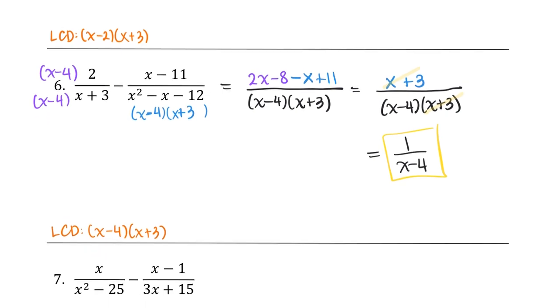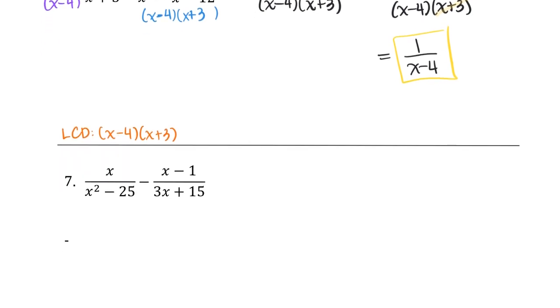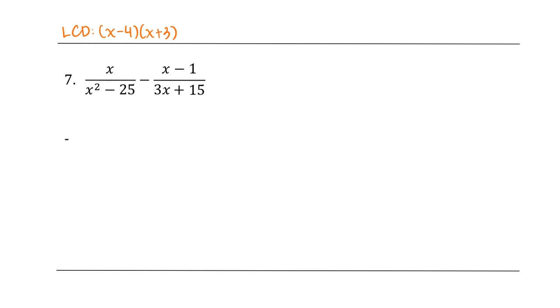Now the worst one. Okay, last one. Let's factor the denominators to see what they have in common. So this is x plus 5, x minus 5. I'm good with that. The next one is 3 times x plus 5. So what do we need? This one has a 3. So my least common denominator has a 3.